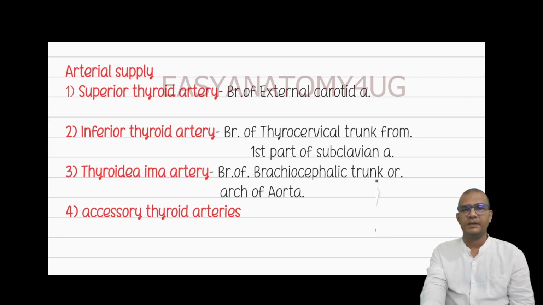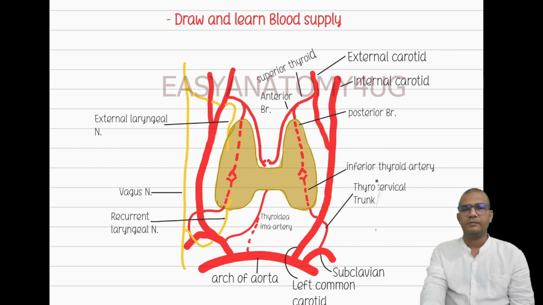First, we will enumerate the arteries. The arteries supplying are superior thyroid artery, inferior thyroid artery, thyroidea ima artery, and accessory thyroid arteries. Superior thyroid artery is a branch of external carotid artery, whereas inferior thyroid artery is a branch from the thyrocervical trunk, which arises from the first part of the subclavian artery. Thyroidea ima artery is not always present, but whenever it is present, it arises from brachiocephalic trunk or arch of aorta.